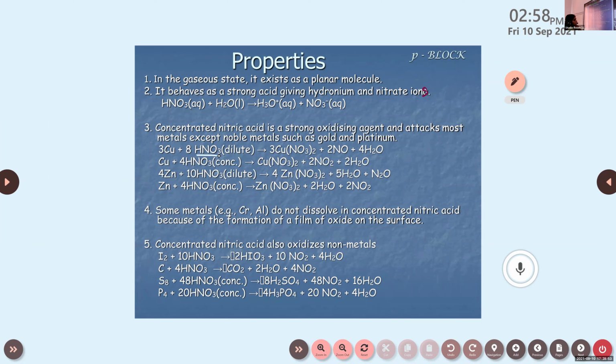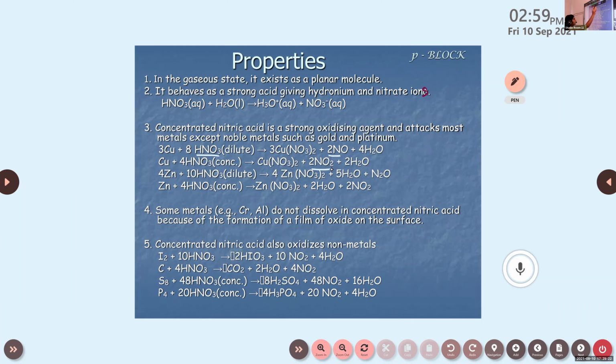Here, copper nitrate is formed. Then nitric oxide is formed. The only difference is in the nitrogen oxides. First one, it is nitric oxide. When we are using concentrated nitric acid, it will be nitrogen dioxide. Okay, children, the same reagent is used, nitric acid. In the first case it is dilute, and in the second case it is concentrated.